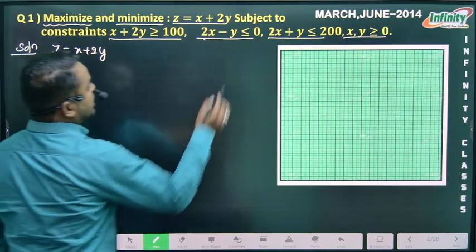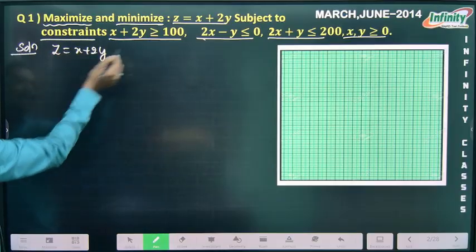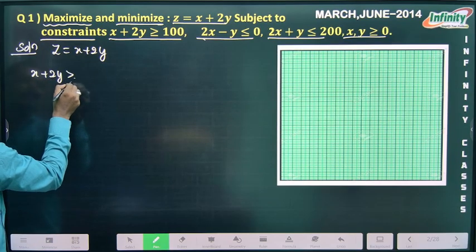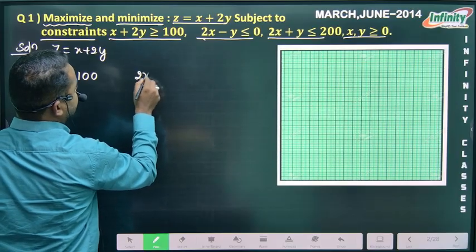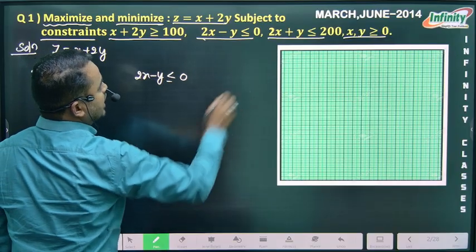Now subject to the constraints, what is the first constraint? That is, the inequality given here is x plus 2y greater than or equal to 100, and 2x minus y is less than or equal to 0, and 2x plus y.